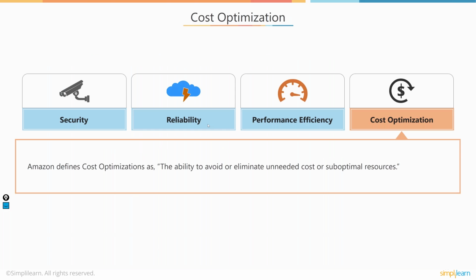Now we're going to go straight into cost optimization. What Amazon says about that is that it is the ability to avoid or eliminate unneeded cost or suboptimal resources.